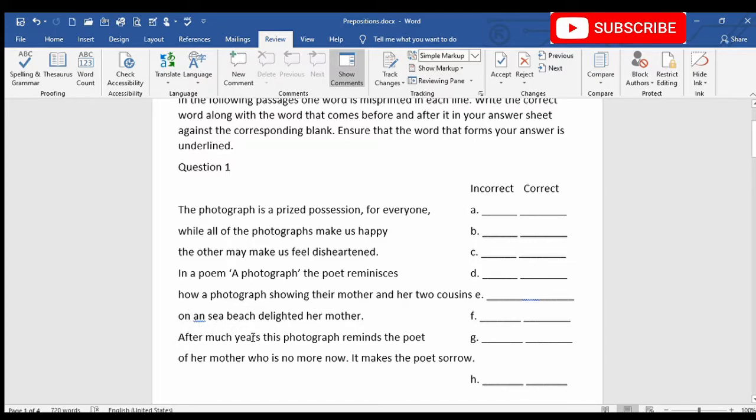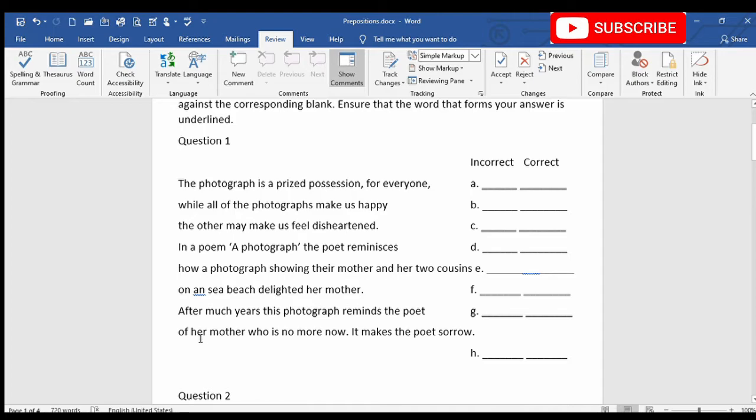On an sea beach delighted her mother. Now, students, you all have understood what is the mistake in this line. Here, the mistake is in the article an. Now, we don't use an before consonant sounds. So, this article an will become a.